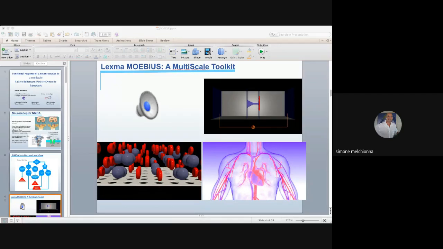And I hope you can appreciate the diversity of elements that can be put together by respecting the laws of physics and using as much as we know in terms of fluid dynamics, lattice Boltzmann, and particle or cellular dynamics. So there are more examples if you want to go on the website to see what Lexma does. This is just a first taste.